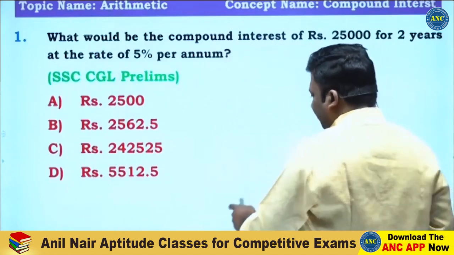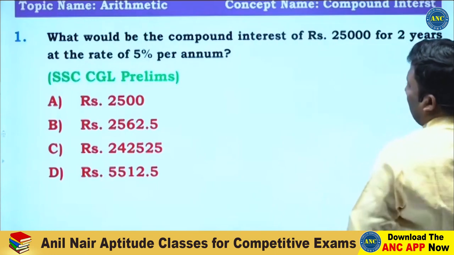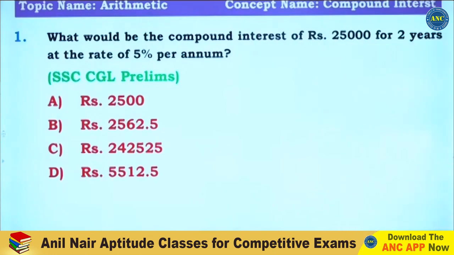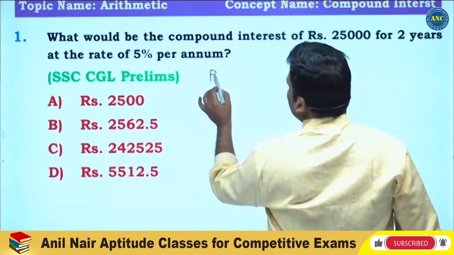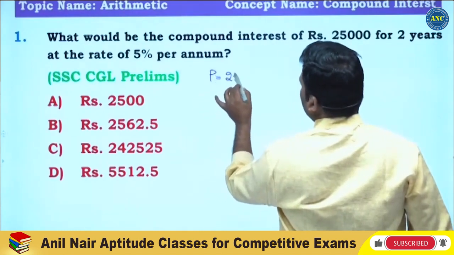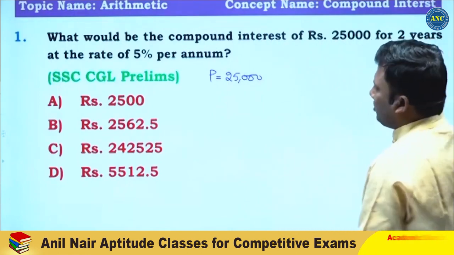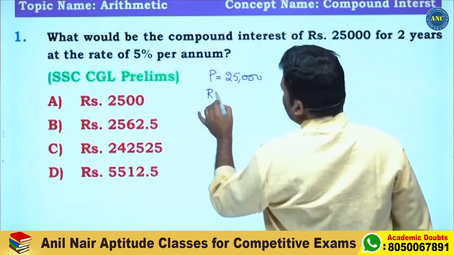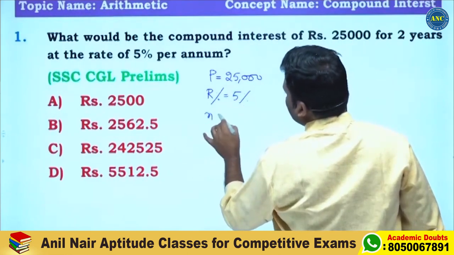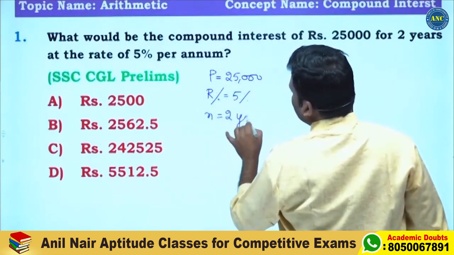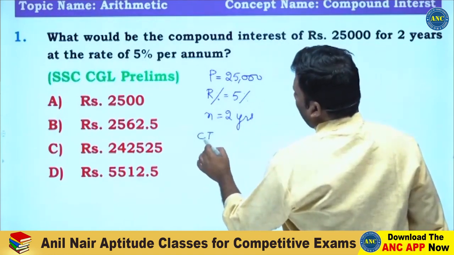Now see the first question. Read the first question. What would be the compound interest of rupees 25,000? Principal is given as 25,000. Rate is given as 5%. And the number of years compounding is done is given as 2 years.